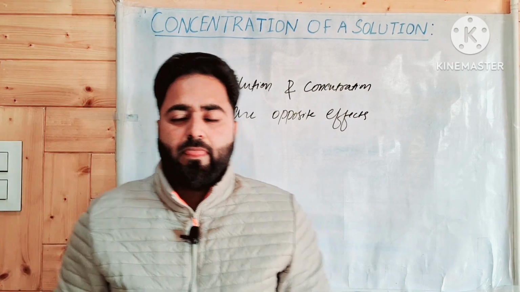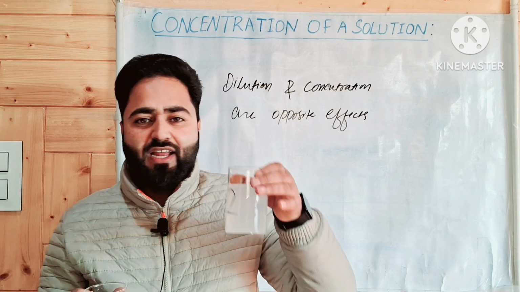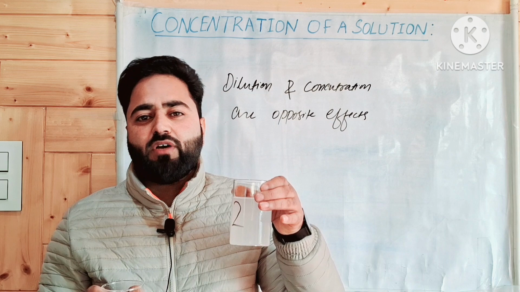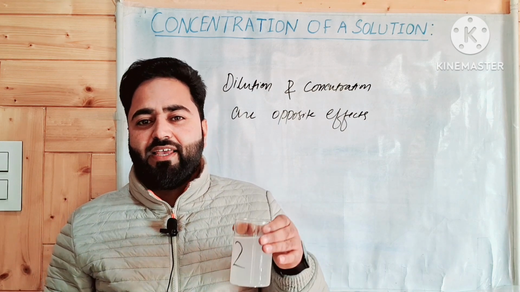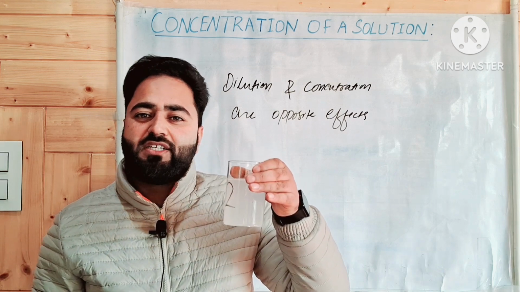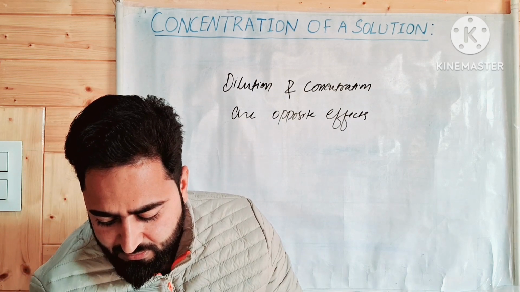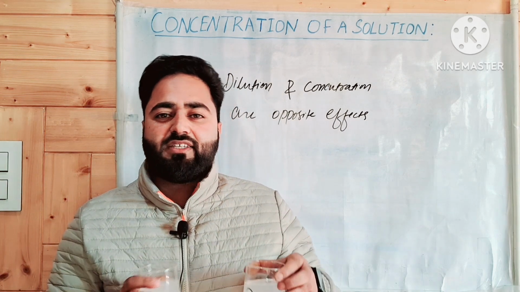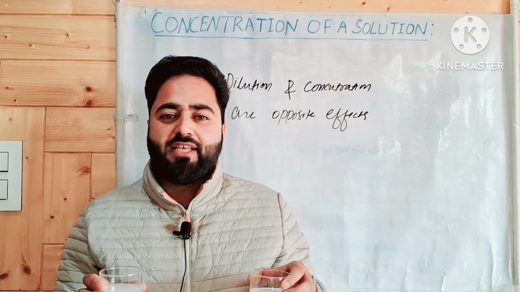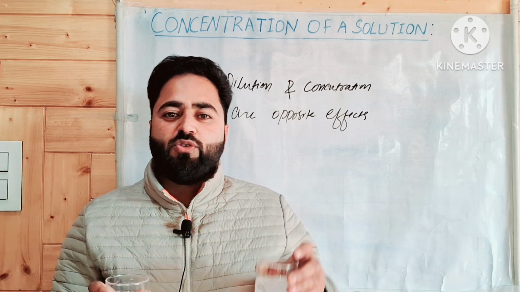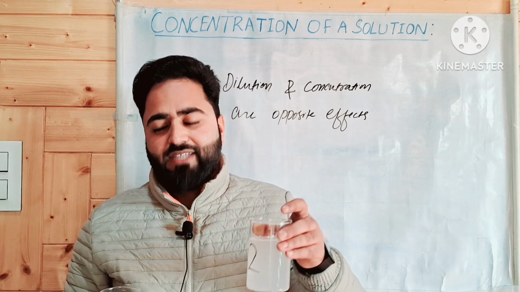Suppose we compare the first glass and the second glass. In the second glass we have more glucose powder as compared to the first glass. So I can easily say that the second glass is more concentrated as compared to the first glass. Similarly, if we compare the third glass and the second glass, in the third glass we have more solute present as compared to the second glass. So the third glass is more concentrated as compared to the second glass.